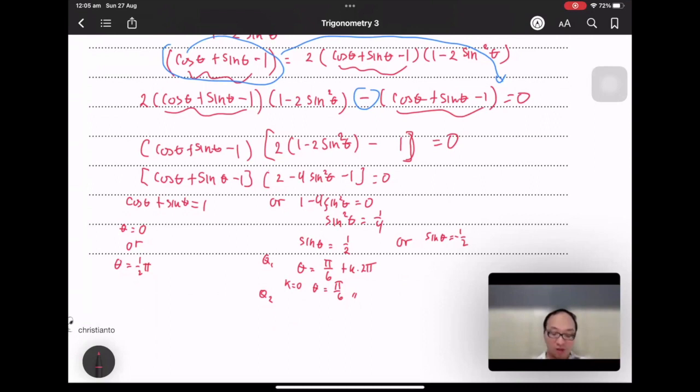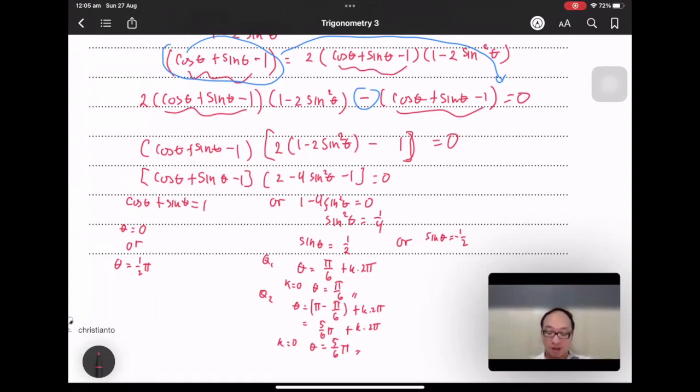And for the second quadrant, theta will be pi minus pi over 6 plus k times 2 pi, and this equals 5 over 6 pi plus k times 2 pi. Also for k equals 0, theta will be equal to 5 over 6 pi. That's it, without any addition from the periods.